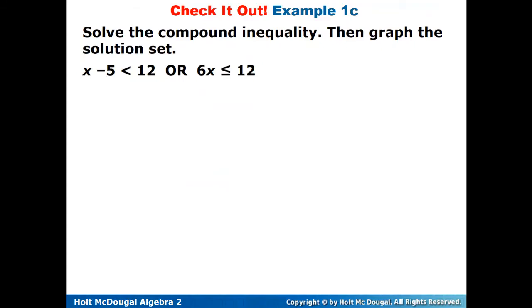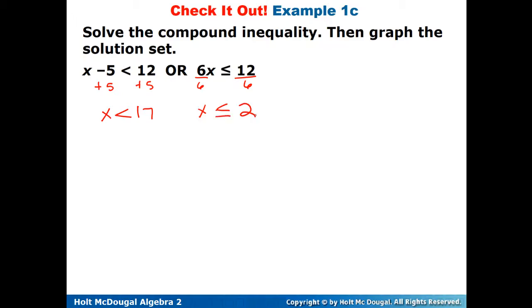All right, let's move on to the next problem. This one's a little bit interesting, so I pulled this out. Let's see what happens when we do this one. Again, the first thing we want to do is solve both inequalities for x. So again, let's add 5 to both sides. And so we have x is less than 17. And here, let's divide both sides by 6. So we have x is less than or equal to 2.